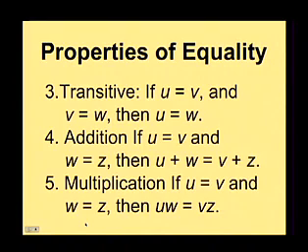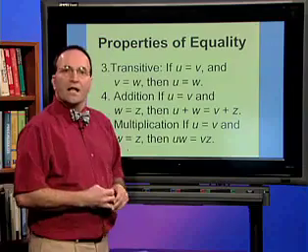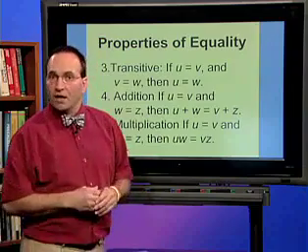The addition property tells us if we have u equaling v and w equaling z, then u plus w will equal v plus z. And the property of multiplication is if u is equal to v and w is equal to z, then u times w will equal v times z. Let's examine this by solving an equation.